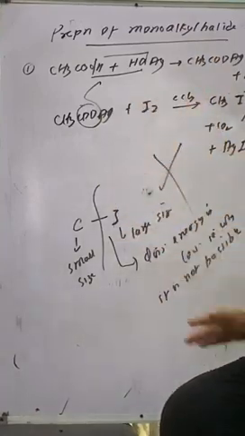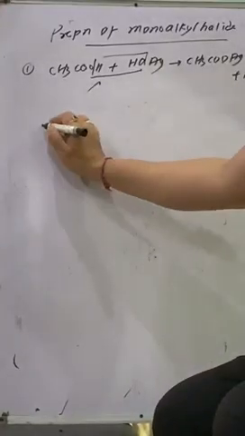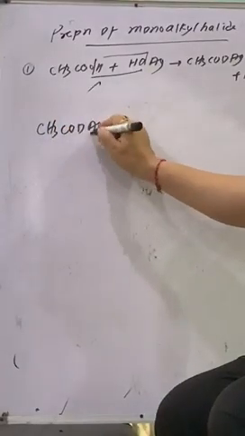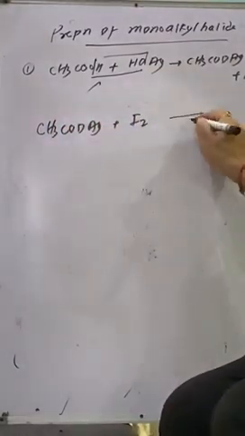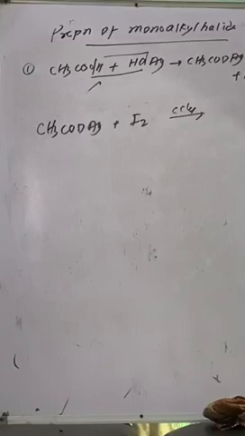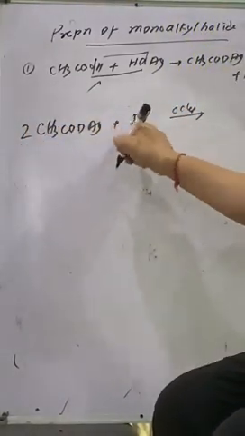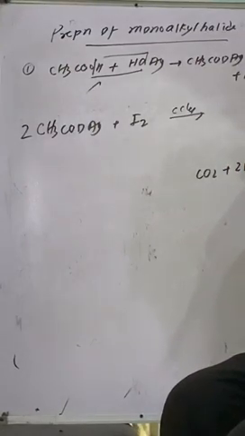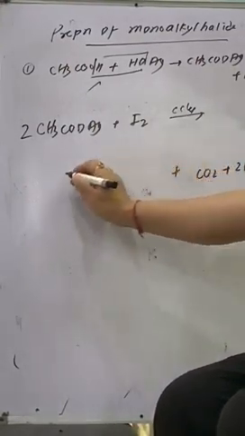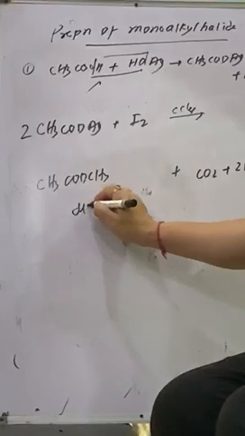In ISC, this is the way the question is presented. So what should you do? You take CH3COOAg, silver acetate, and treat it with iodine in the presence of CCl4. CCl4 will act as a decarboxylating agent. Carbon dioxide will be released, 2AgI will be released, and simultaneously you get two CH3 and one COO, that is CH3COOCH3, methyl acetate.